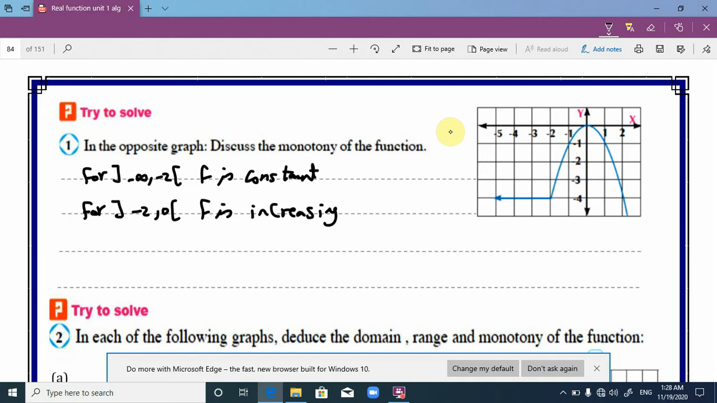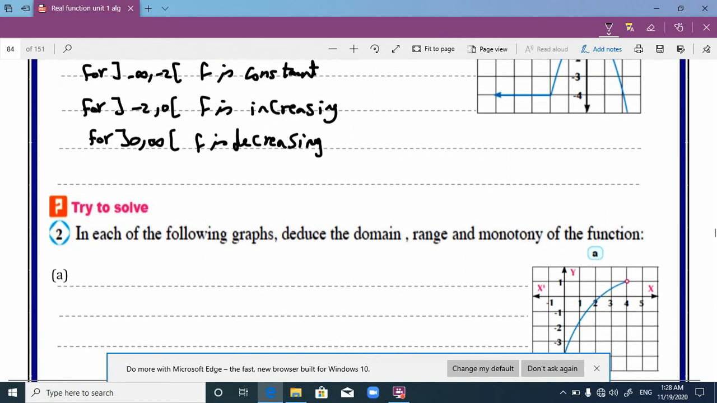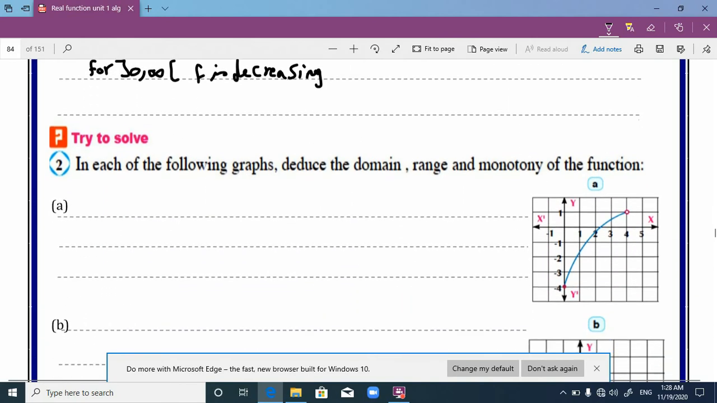So we write: for 0 open to infinity open, f is decreasing. So here we have 3 intervals: one of them constant, the second increasing, the third decreasing. Okay, let's try to solve.